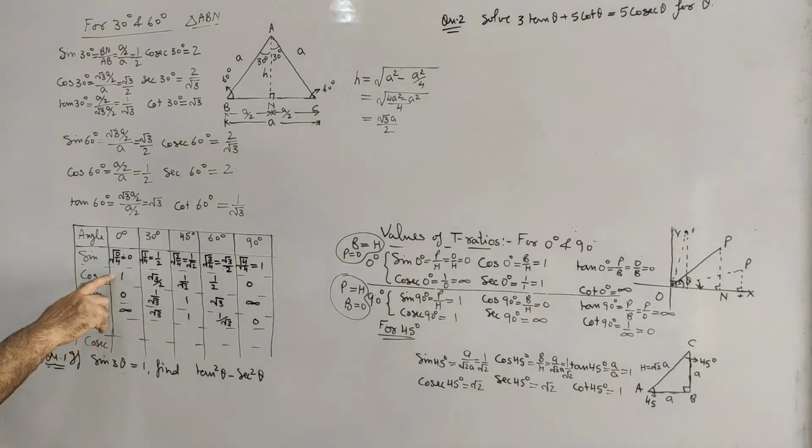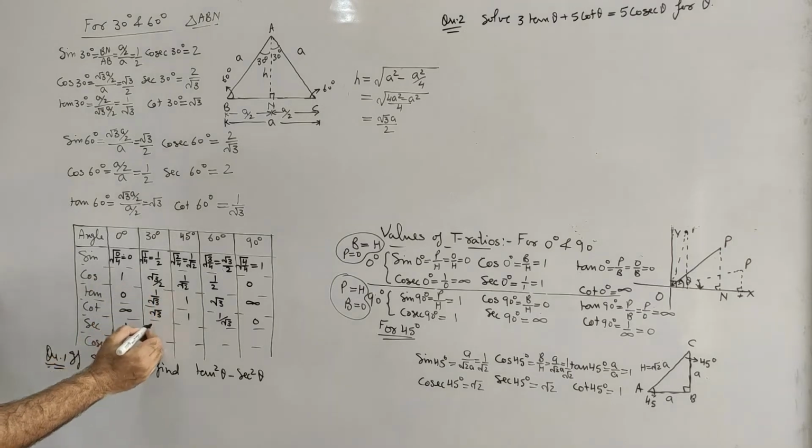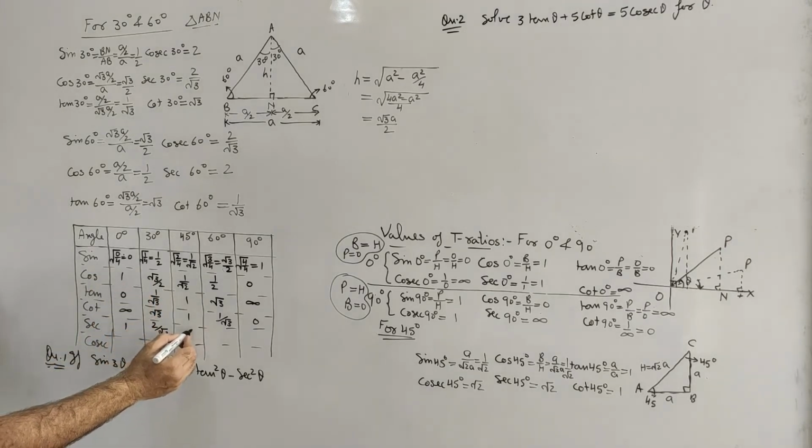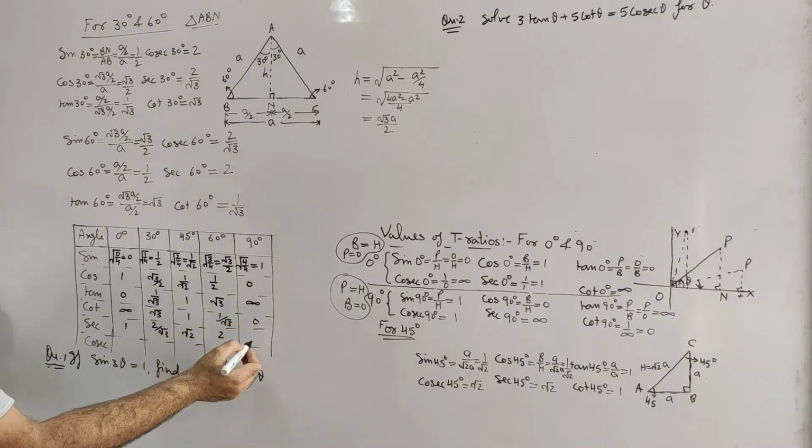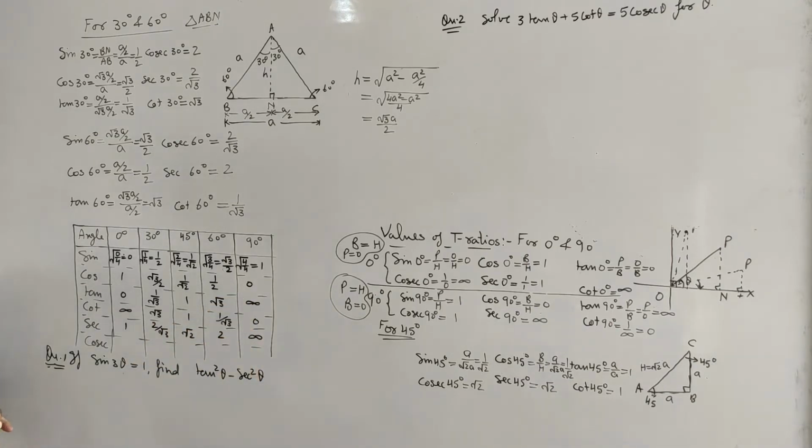Now sec is the reciprocal of cos: 1, 2 by root 3, root 2, 2, and the reciprocal of 0 will be undefined. Then cosec is the reciprocal of sine: the reciprocal of 0 is undefined, and then 2, root 2, 2 by root 3, and 1, because for two complementary angles, sec of one will be equal to cosec of other. So these values are reversed in order for cosec.